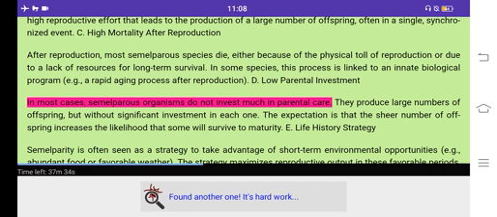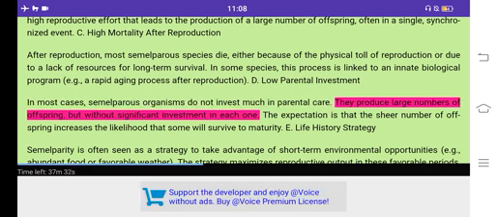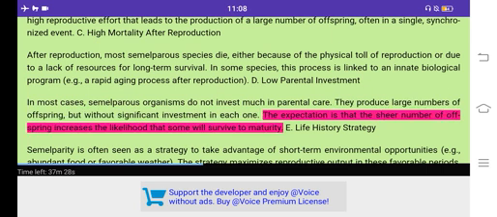In most cases, semelparous organisms do not invest much in parental care. They produce large numbers of offspring, but without significant investment in each one. The expectation is that the sheer number of offspring increases the likelihood that some will survive to maturity. E. Life history strategy.